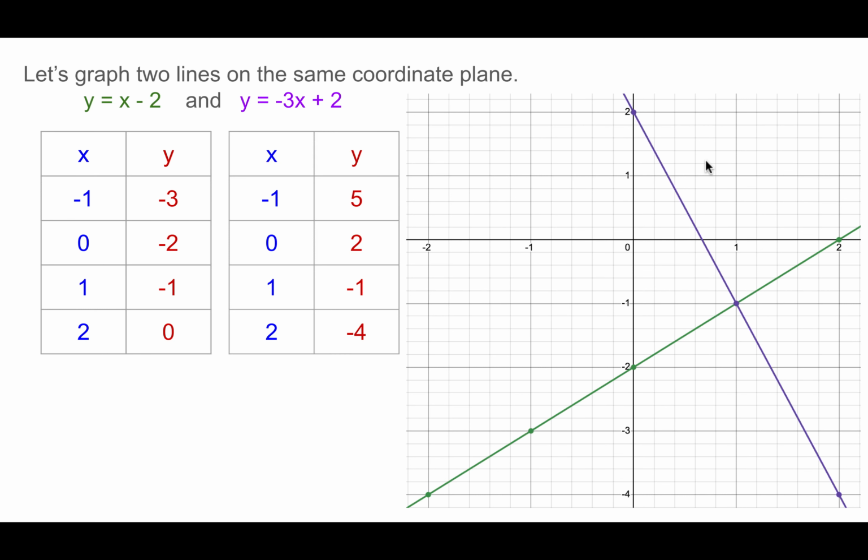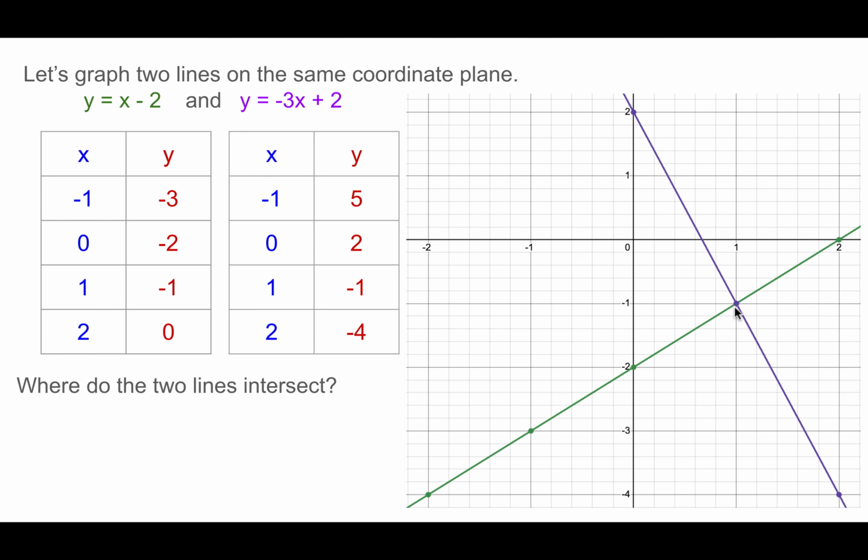For my other one, I made this one purple. You can see it's going in the opposite direction. And again, negative 1, 5. So I go negative 1 and 5. It would be way up here. Then I have 0, 2. 1, negative 1. So I go over 1, negative 1, and 2, negative 4, way down here.